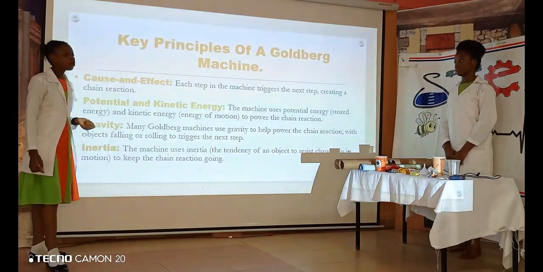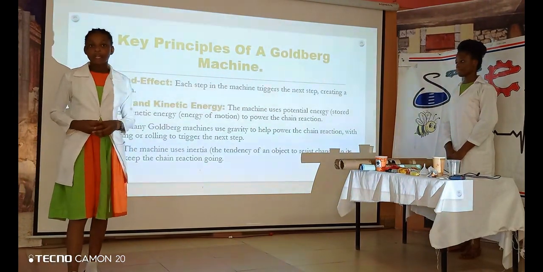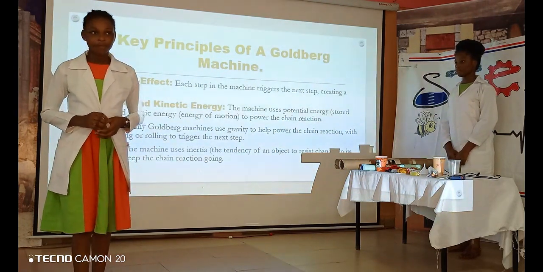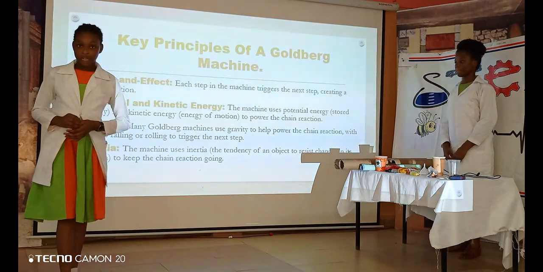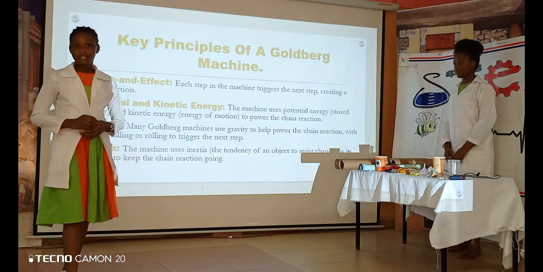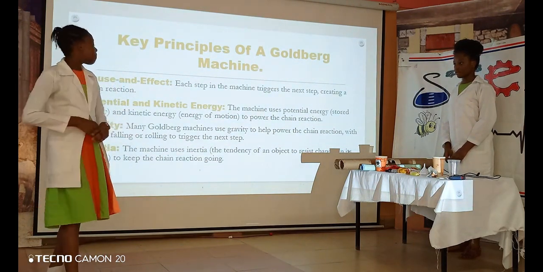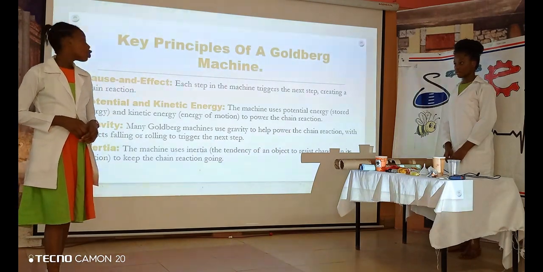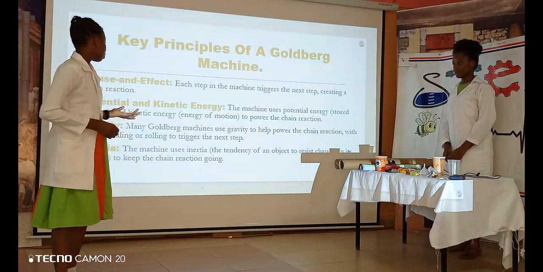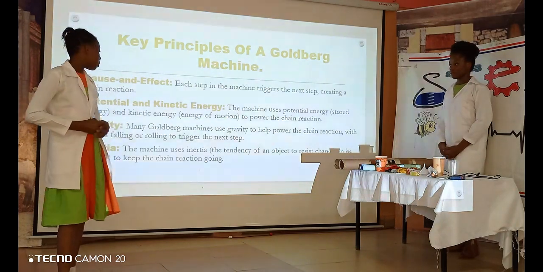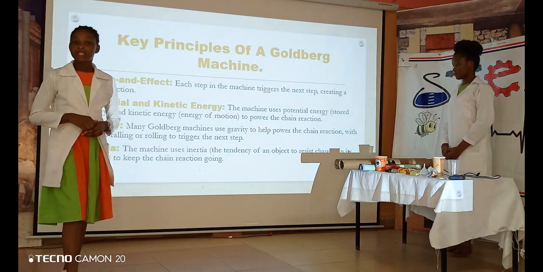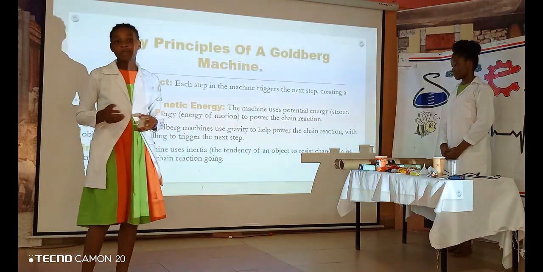Key principles of a Rube Goldberg machine: cause and effect. Each step in the machine triggers the next step, causing a chain reaction. Potential and kinetic energy: the machine uses potential energy and kinetic energy to power the chain reaction. Gravity: many Rube Goldberg machines use gravity to help power the chain reaction, with objects falling or rolling to trigger the next step. Inertia: the machine uses inertia, the tendency of an object to resist change in its motion, to keep the reaction going.